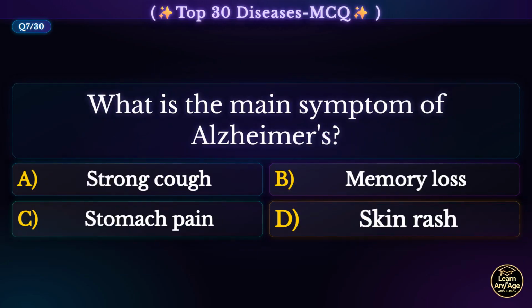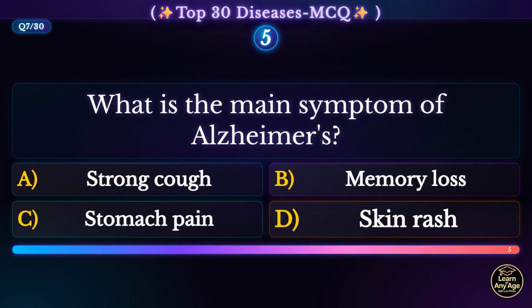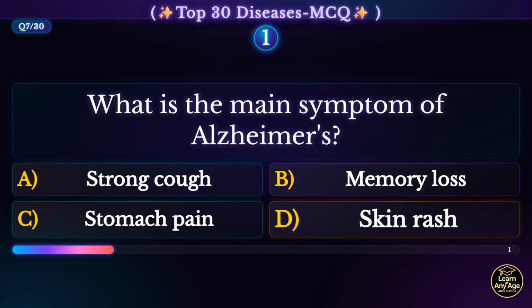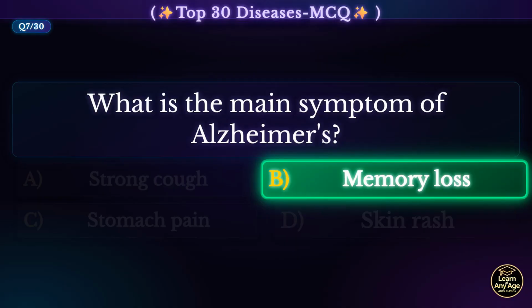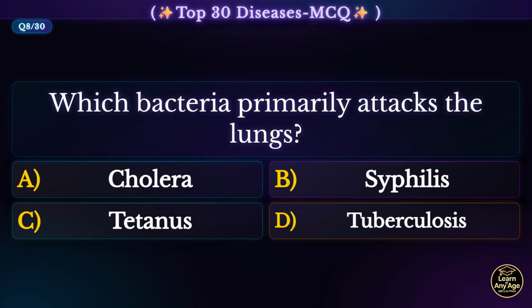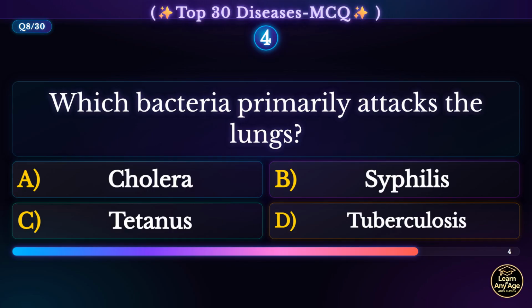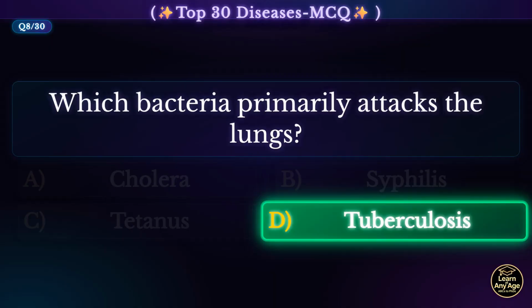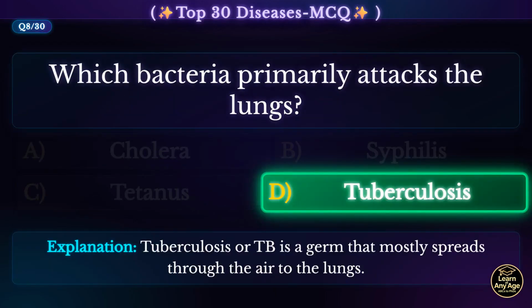What is the main symptom of Alzheimer's? Memory loss. Alzheimer's is a brain disorder that slowly destroys memory and thinking skills. Which bacteria primarily attacks the lungs? Tuberculosis. Tuberculosis or TB is a germ that mostly spreads through the air to the lungs.